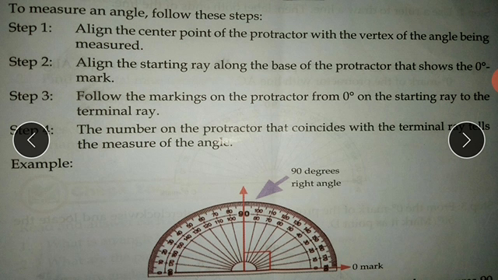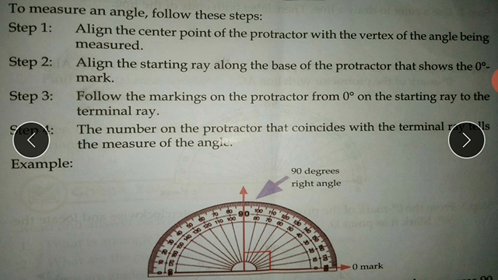First, align the center of the protractor with the vertex of the angle being measured. Make sure that you align the center. This one is the center. At the bottom where the 90 is located, that is the center of the protractor, and it must be aligned with the angle that you're going to measure.